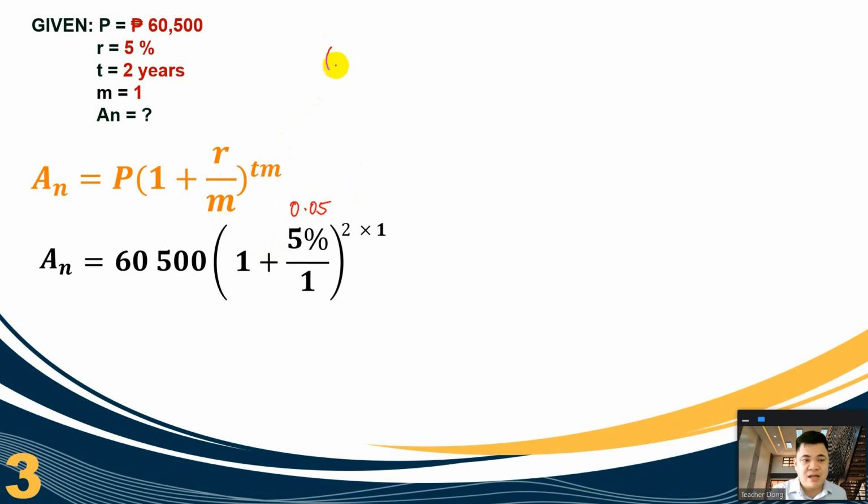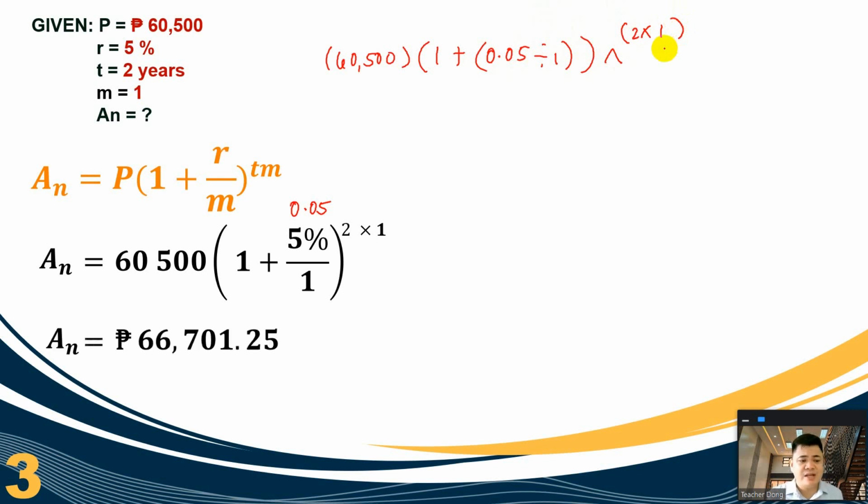Now you can solve: 60,500 times quantity 1 plus 0.05 divided by 1. Even if you do not put the 1, since it's already 1, raised to the power of 2 times 1. What is the maturity value, if you can follow? Very good. The maturity value that we have to get here is 66,701.25. For my students who are watching, please follow my instruction and solve using your calculator so that you can cope with our lesson. So that's it.